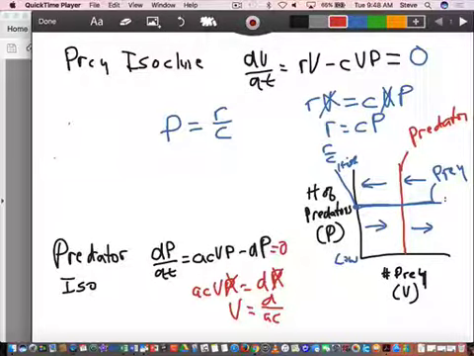You want to put it right here? Yep, that's where we want to put that point. Again, you're not going to have to memorize that or do anything like that, okay? But, okay, now let's see, that's the predator isocline.